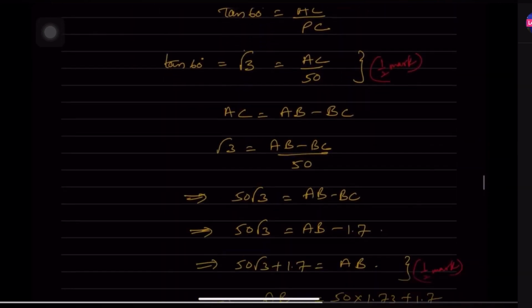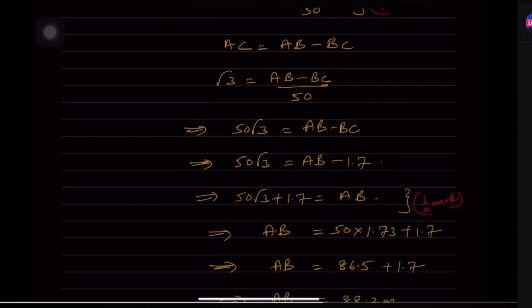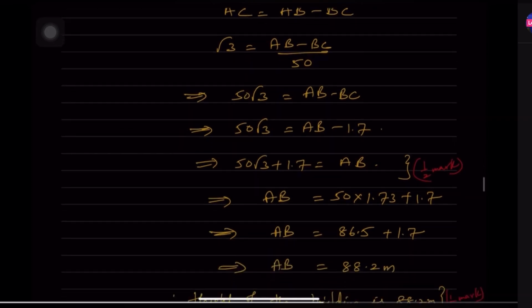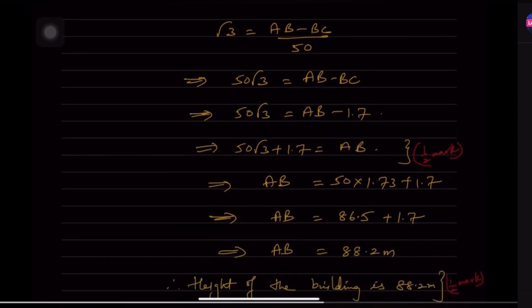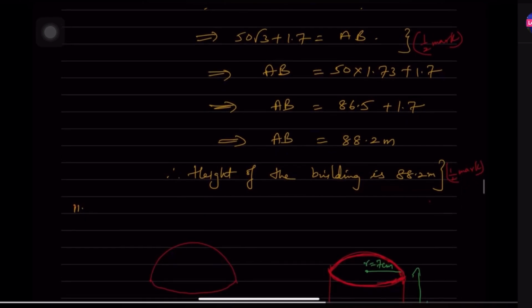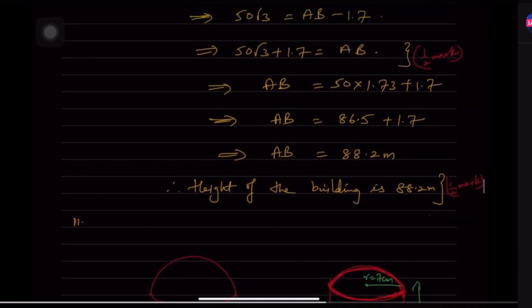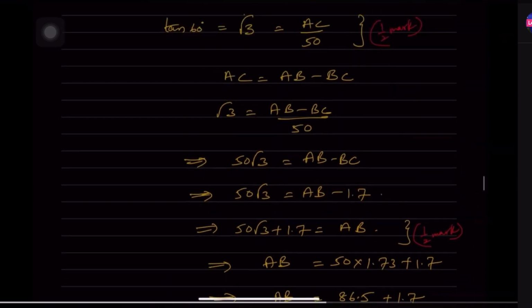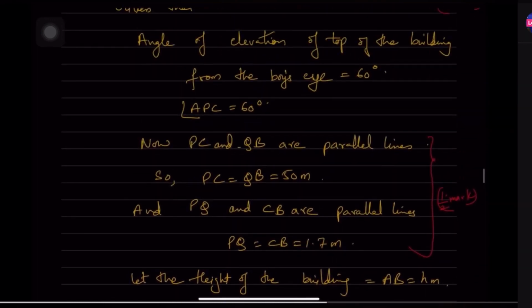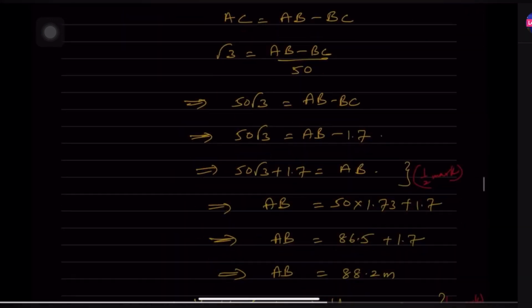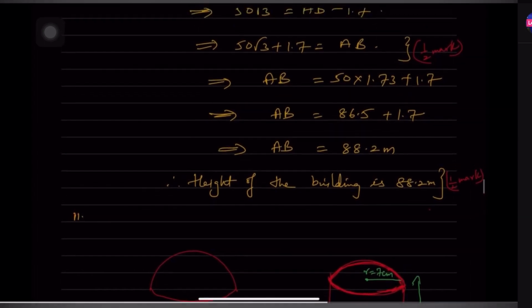So therefore, you can write 50 root 3 is equal to AB minus BC. So 50 root 3 is equal to AB minus 1.7. So AB is equal to 86.5 plus 1.7. AB is equal to 88.2 meters. Height of the building is 88.2 meters. This is also half mark. So this is half, this is half, this is half, and for the figure you're having 1 mark. So totally the marks are distributed in that way.